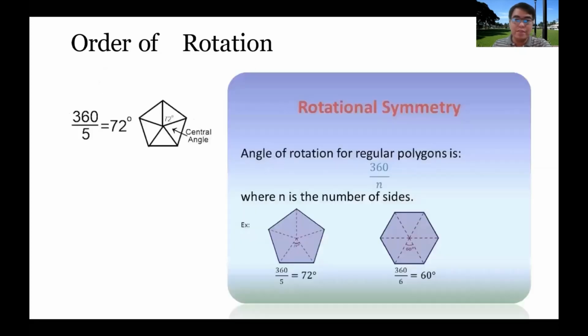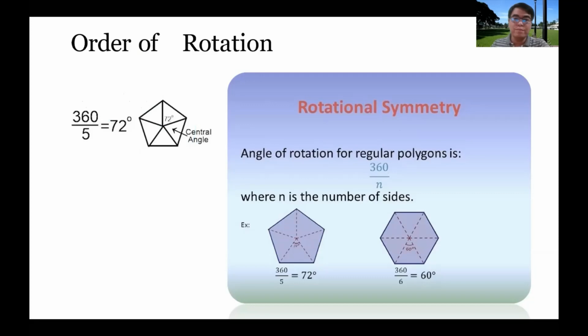What do we mean by this? It means that this figure could be rotated 5 times with an angle of 72 degrees, and the shape would not change. This figure could be rotated on the center 5 times with a 72 degree turn, and the shape does not change. So the angle of rotation is 360 over n. 5 sides, 360 over 5 is equal to 72 degrees. That's the angle of rotation.